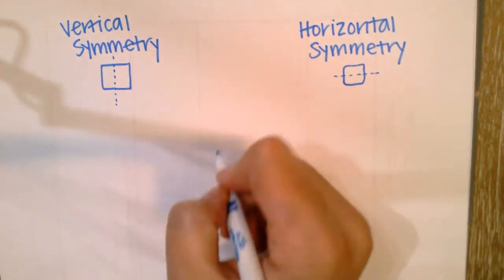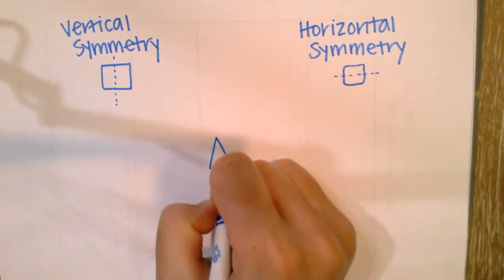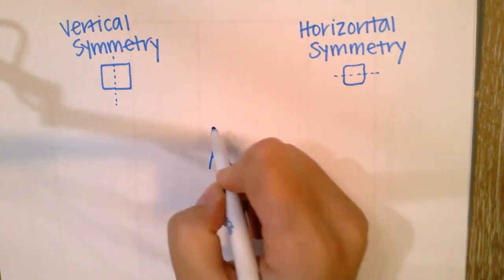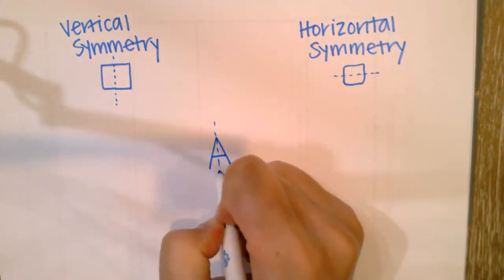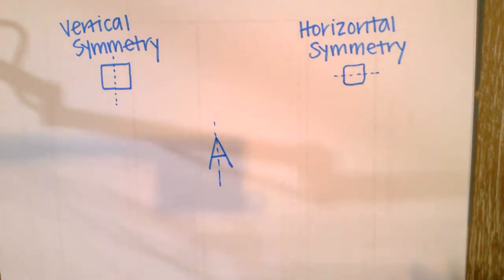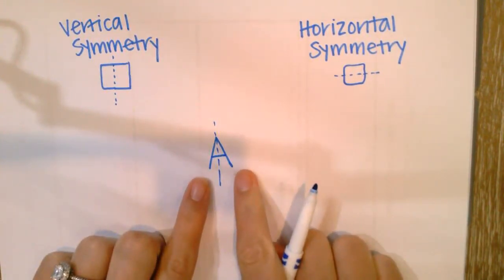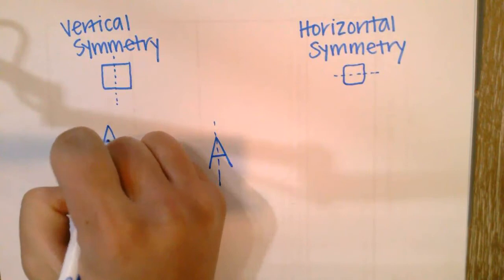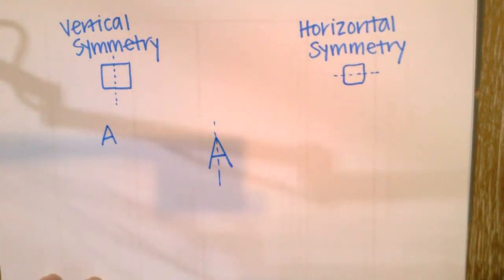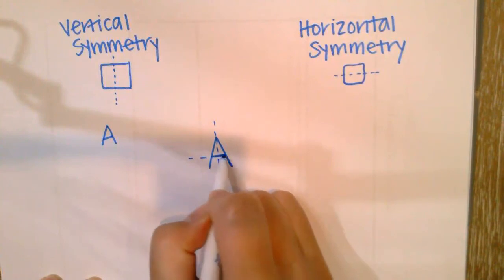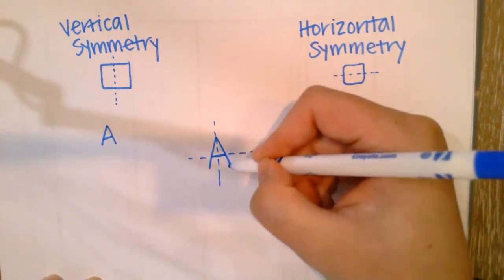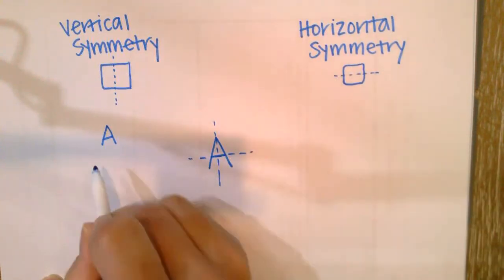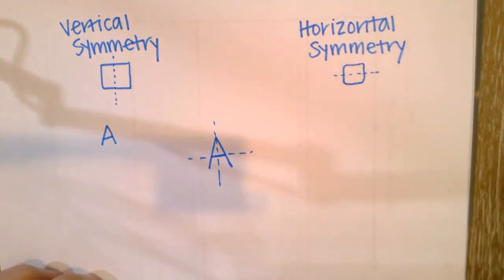For example, let's look at the letter A. Let's try our vertical symmetry line. Does that work? Do these two halves match one another? Yeah, so A does contain a vertical line of symmetry. What about horizontal? What if we were to cut it in half that way? Are these two halves the same? No, they are not. So A does not have a horizontal symmetry line.